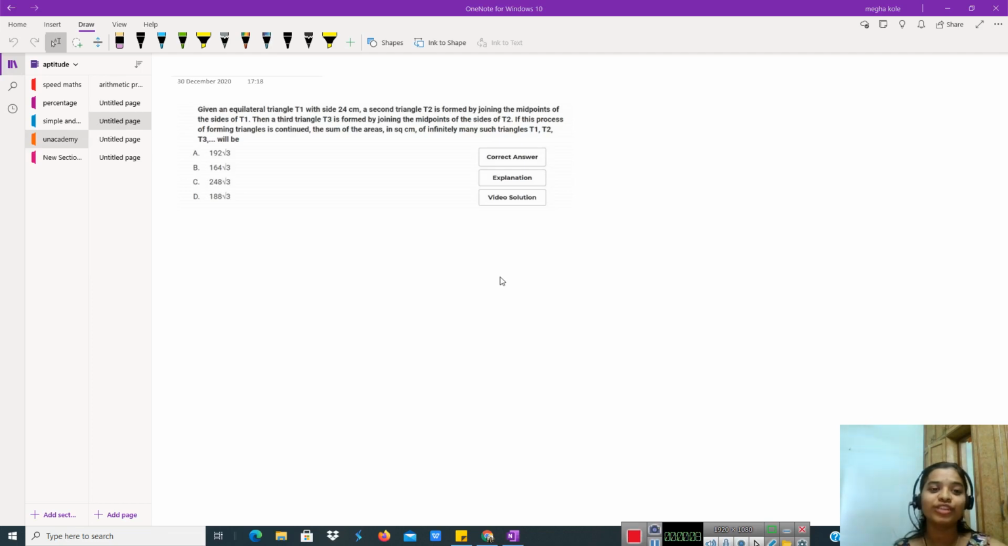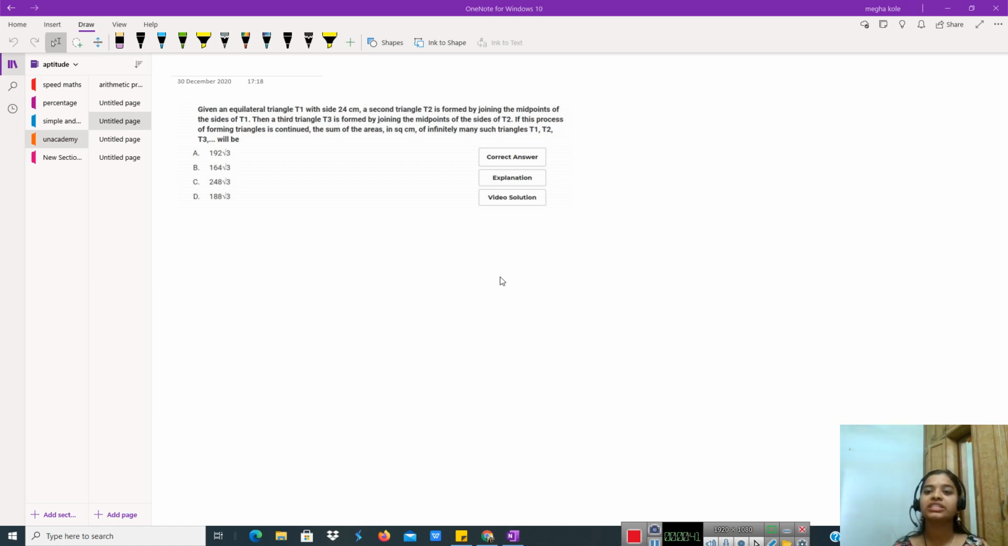Hello everyone, welcome to the next question. So the next question is: given an equilateral triangle T1 with a side of 24 centimeters, a second triangle T2 is formed by joining the midpoints of the sides of T1. Then a third triangle T3 is formed by joining the midpoints of the sides of T2. If this process of forming triangles is continued, the sum of the areas in square centimeters of infinitely many such triangles T1, T2, T3 will be.